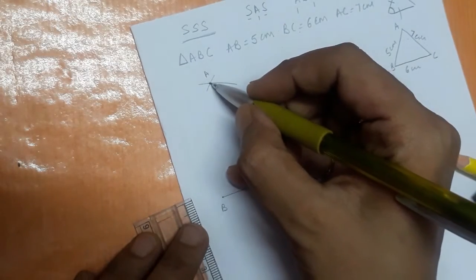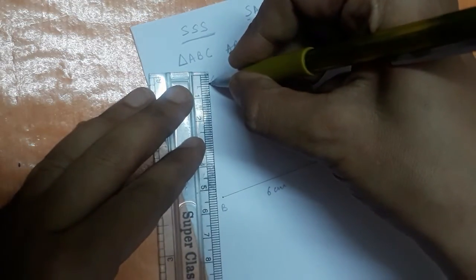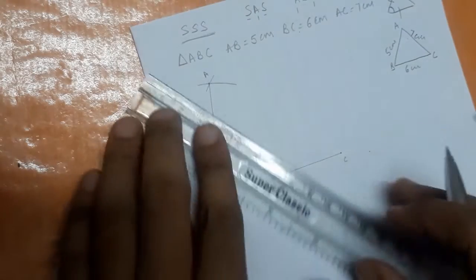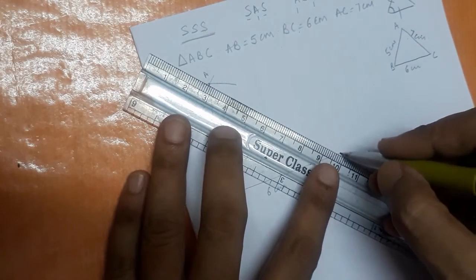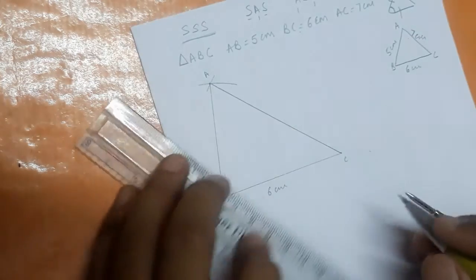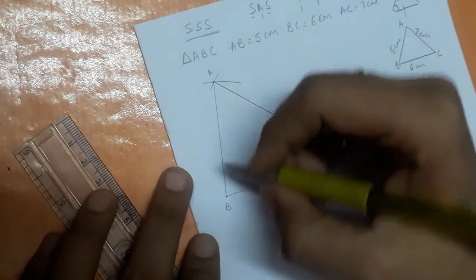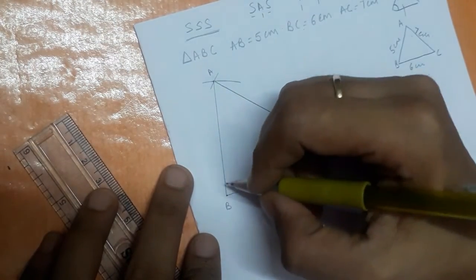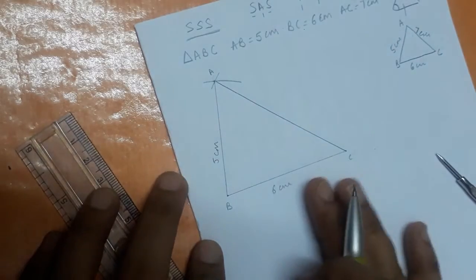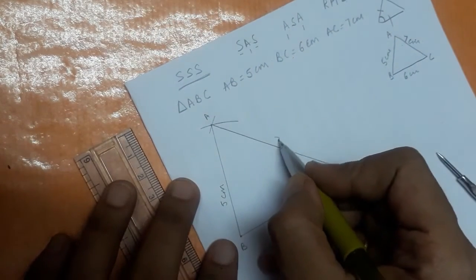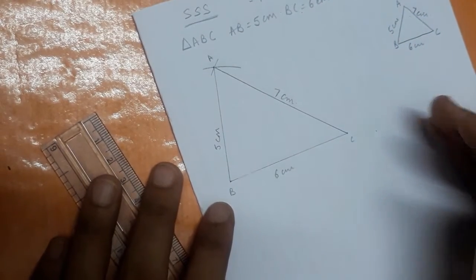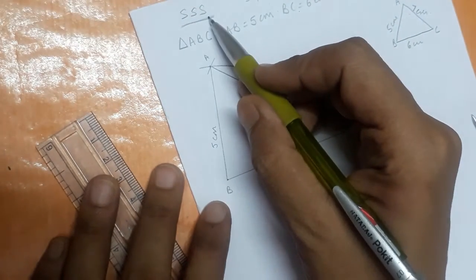Draw BC equal to 6 centimeter. With B as center and radius 5 centimeter, draw an arc. With C as center and radius 7 centimeter, draw an arc intersecting the previous arc at A. Join AB and AC. ABC is the required triangle where AB is equal to 5 centimeter and AC is equal to 7 centimeter. This is the method to construct a triangle when three sides, the SSS criterion, is taken.